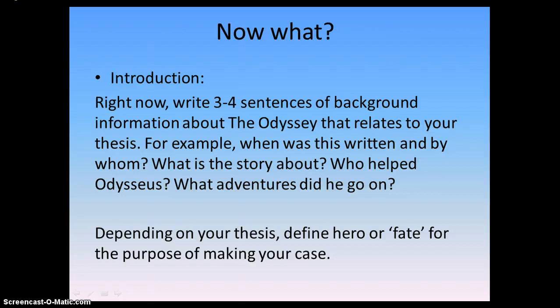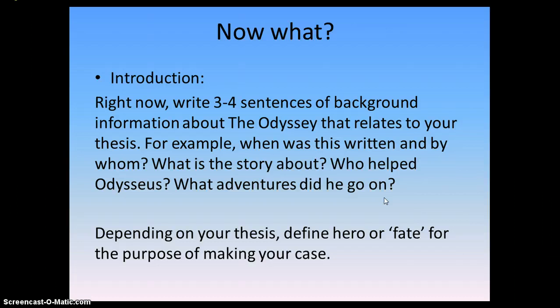If you were writing about fate versus free will, which question do you think would be the most relevant to answer in the background? As your reader, I think the most important information would be to answer the question, who helped Odysseus? Because you may be making the case that he was helped by divine intervention, and therefore was guided by fate. However, if you were answering the hero or not a hero question, you might be answering, what adventures did he go on? Because you would be using that evidence as proof of his heroic behavior or lack of heroic behavior.